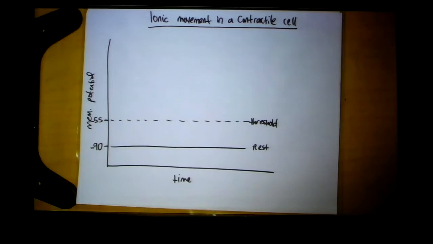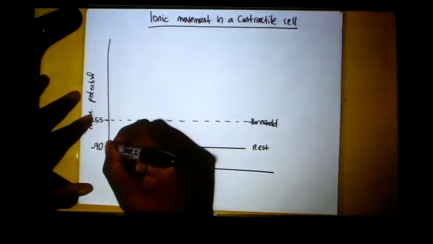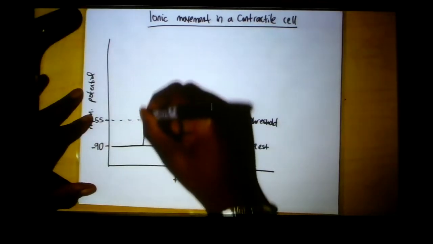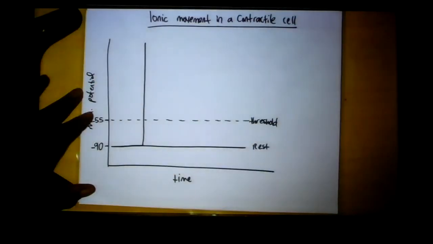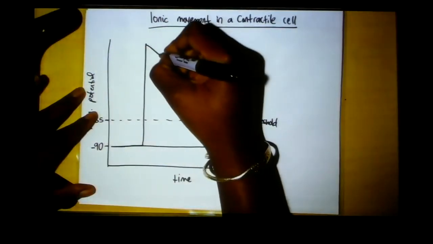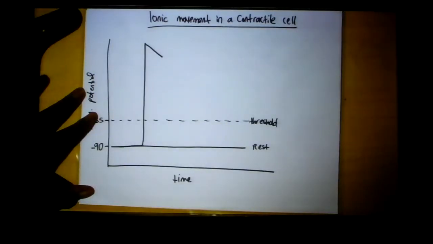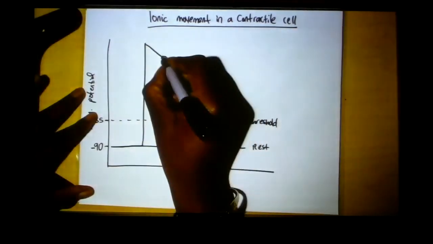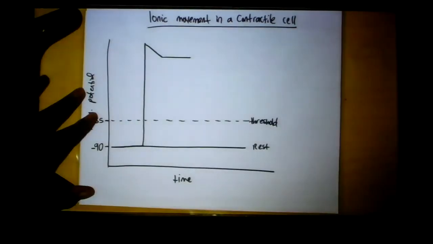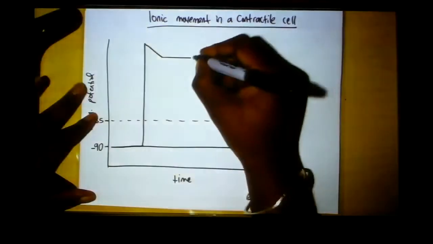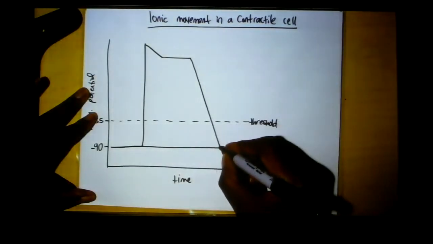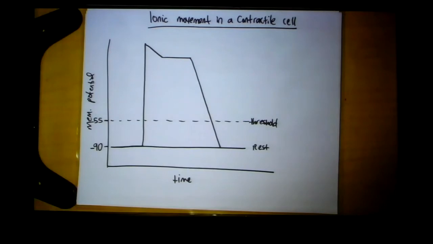From rest, we rapidly depolarize. That's where we fire our action potential straight away. Then we begin to repolarize. And then for a very important reason, we have to interrupt this repolarization period. I'll talk about why, and then we can continue to rapidly repolarize. So we have 4 phases here, which we'll outline.